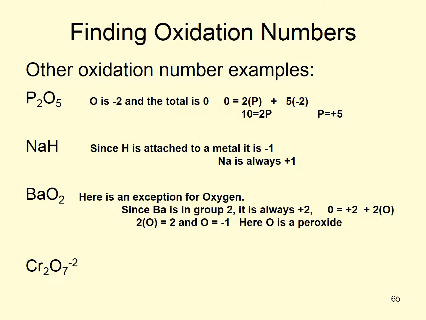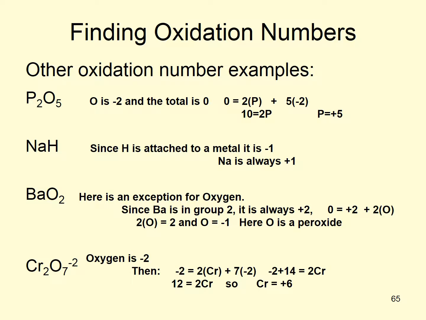Okay, and then finally Cr2O7, since the complete charge has to equal -2 and there's 7 oxygen, so -14, then the total chromium has to be +12, and so each one has to be a +6. And if you want to set up the equation, -2 equals 2 times whatever chromium is, plus 7 times -2, and then you can solve for chromium.